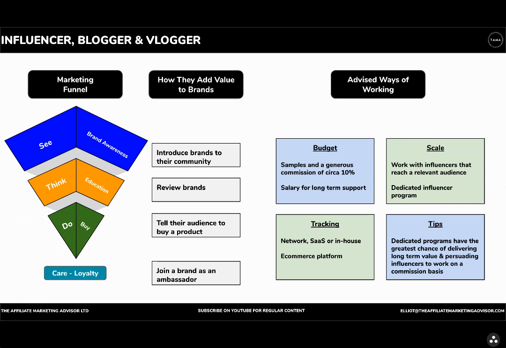Definitely offer a salary for long-term support for influencers you think could be really helpful for your brand in the long term. Scaling up, so it's a case of working with more of these types of partners. You can track all their performance through a network or SaaS. And like I mentioned, their tips: a dedicated program just basically means having a program where they work as an ambassador on a long-term basis.